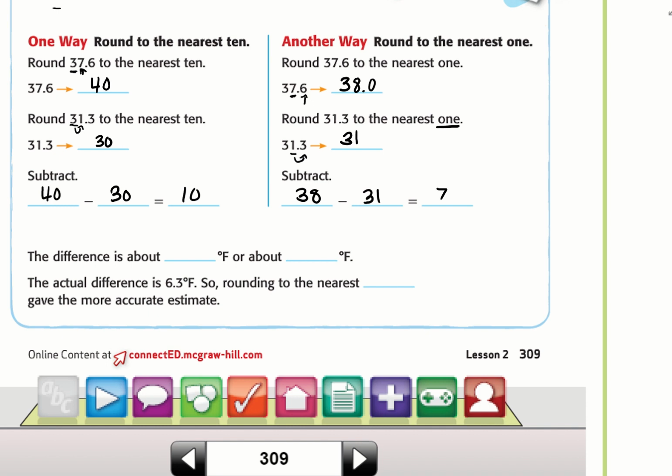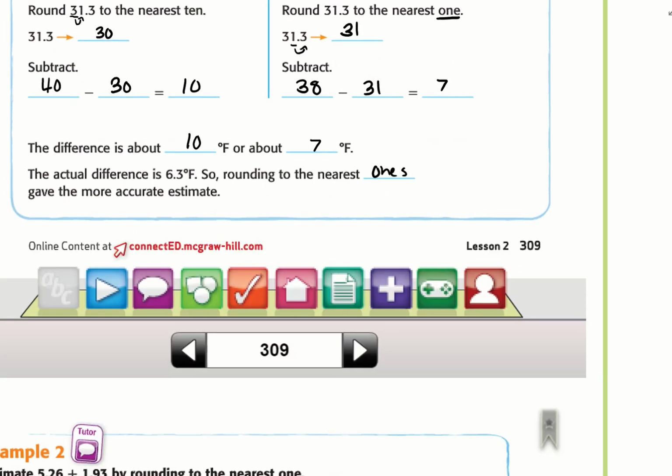So the difference is about 10 degrees Fahrenheit or 7 degrees Fahrenheit. The actual difference is 6 and 3/10, so rounding to the nearest 1 spot gave the more accurate estimate.